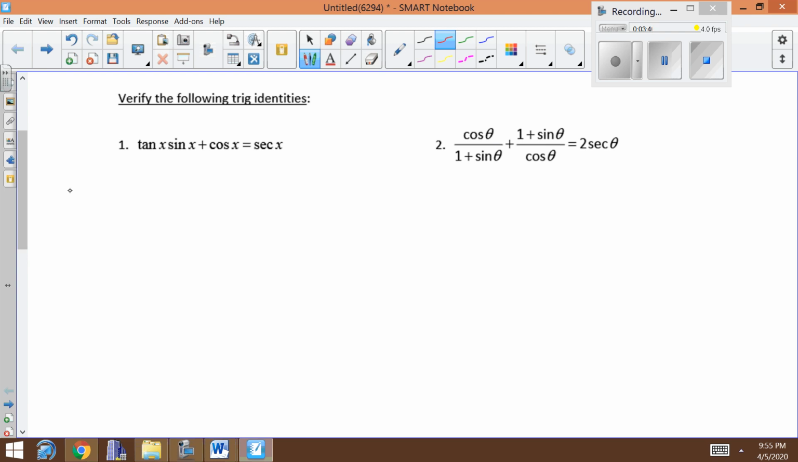So I'm going to look at this left-hand side. I'm going to start by writing that left-hand side out so we know which one we're looking at here.